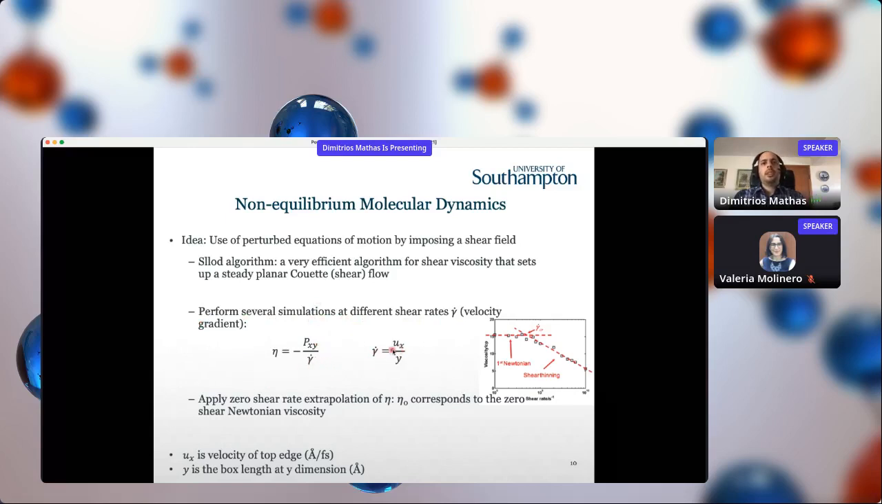The shear rate is equal to the applied velocity at the top edge of the simulation box divided by the box length in the y dimension. And what we want to obtain is a figure similar to this, where there are two distinctive regions. The first region is the one where viscosity does not depend on the applied shear rate, the so-called Newtonian regime. And the second region, the shear thinning region, where there's a linear relationship between those two. Finally, we apply zero shear rate extrapolation for viscosity to acquire the Newtonian viscosity.